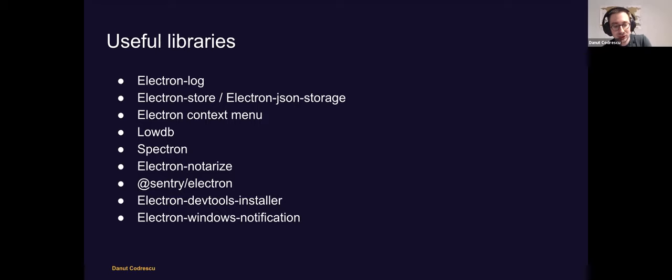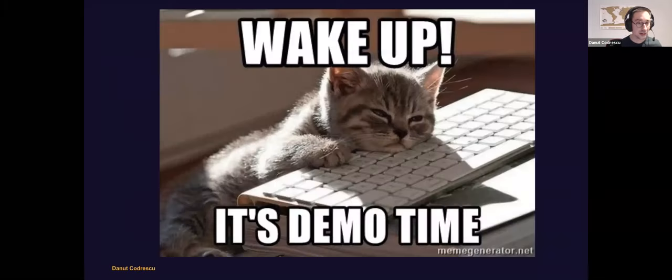In Electron, you cannot install just any kind of Chrome plugins that you can think of. You can only install the DevTools plugins, like Apollo DevTools, Vue DevTools, and so on. Some of the DevTools are included in this Electron DevTools Installer. Instead of downloading the plugin yourself and pointing Electron to the installation, it just picks it up automatically. And then you have from Slack this Electron Windows Notification, which is a more comprehensive way of handling notifications. You can reply to notifications, you can change the icons, and so on and so forth.